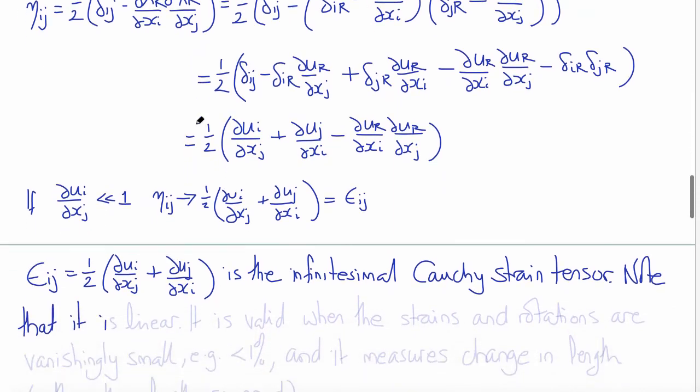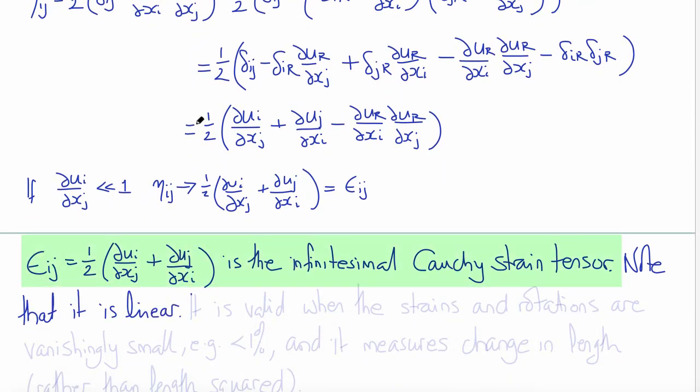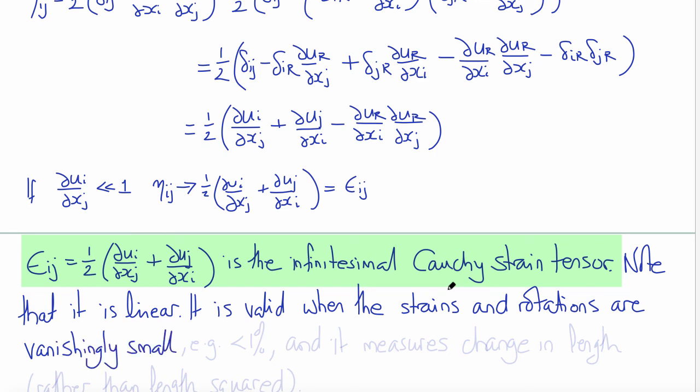So epsilon ij equals 1/2 (∂ui/∂xj plus ∂uj/∂xi) is clearly symmetric. It's the Cauchy strain tensor. It's linear. And it's valid when both the strains and rotations are infinitesimally or vanishingly small. It's not sufficient just that the length changes can be small, because this is an approximation, it doesn't exactly and properly eliminate any rotation. As long as the rotation is small, then the displacement gradient will be much less than 1, and this expression will work.